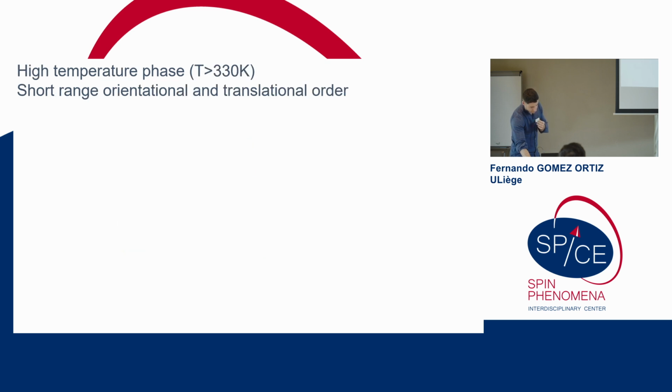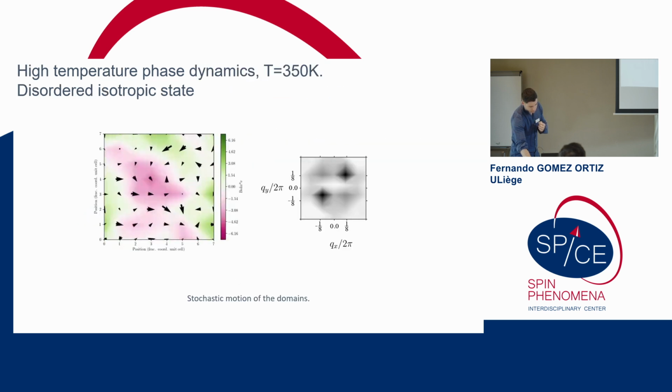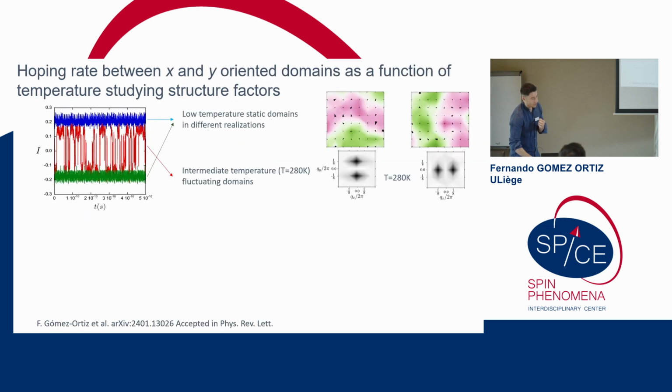This is very cool because it has a terahertz frequency, and we can indeed tune the frequency of this hopping by means of temperature. Here I show the difference in the frequency when we heat up. In blue and in green are two different realizations when they are oriented along x or along y, and in red is at higher temperature where we have hoppings.